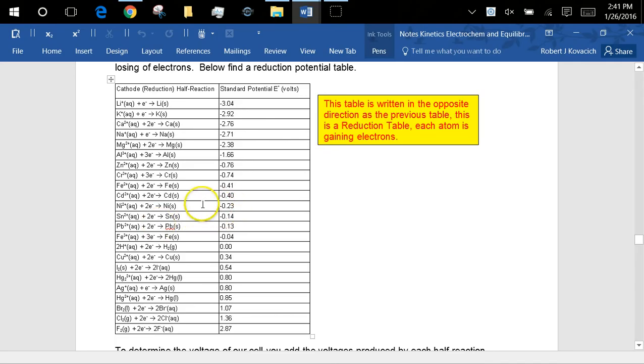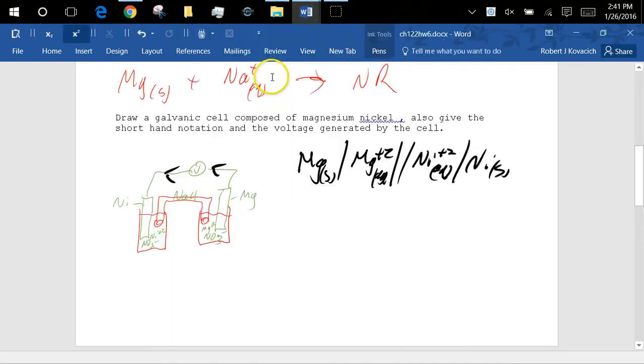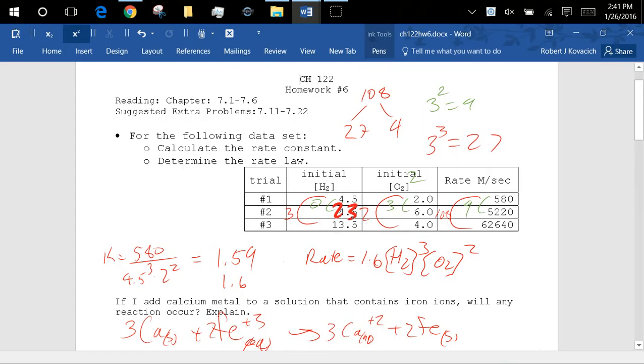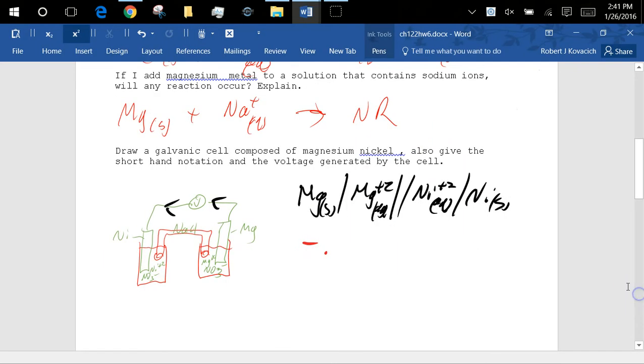So our nickel, is this happening to the nickel? Is the nickel gaining 2 electrons and turning into nickel solid? It is. So we're going to use that negative 0.23 volts. And then I'm going to add that to 2.38 volts.